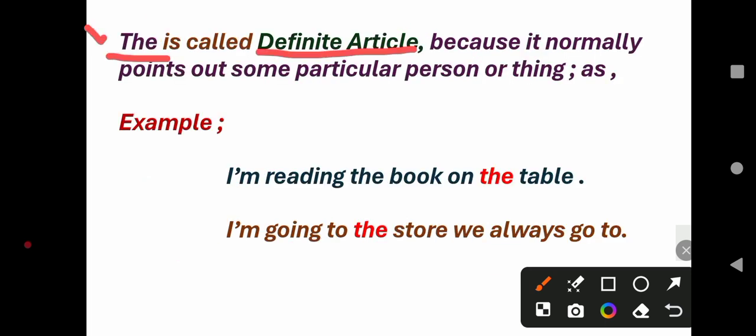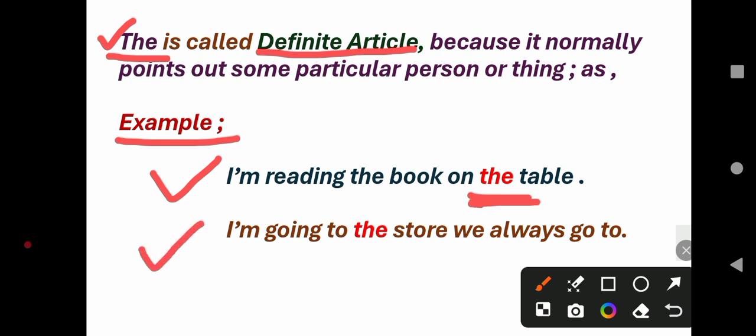Understand? The is called the definite article because it refers to a specific noun. The first example is I am reading the book on the table. In this sentence, the indicates a specific book. And the second example is I am going to the store we always go to. In this sentence, the indicates a specific store.